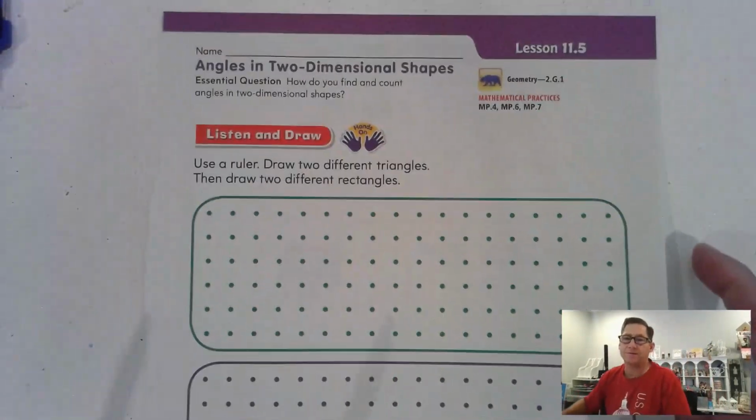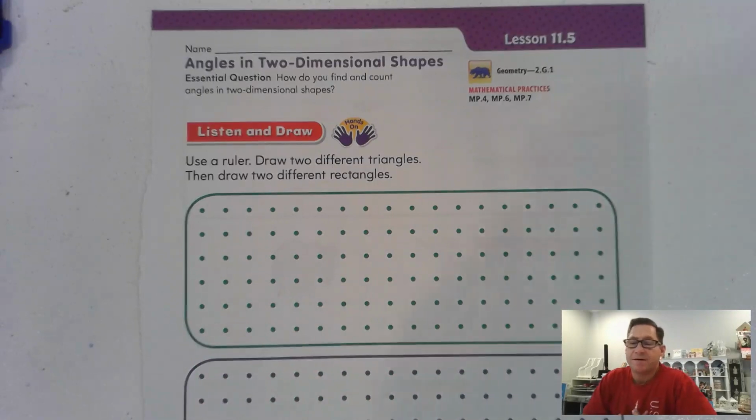Hello, in today's lesson 11.5, we're on page 537 of the second grade Go Math textbook, and we're going to be talking about angles in two-dimensional shapes. And basically, our question is, how do you find and count angles in two-dimensional shapes?